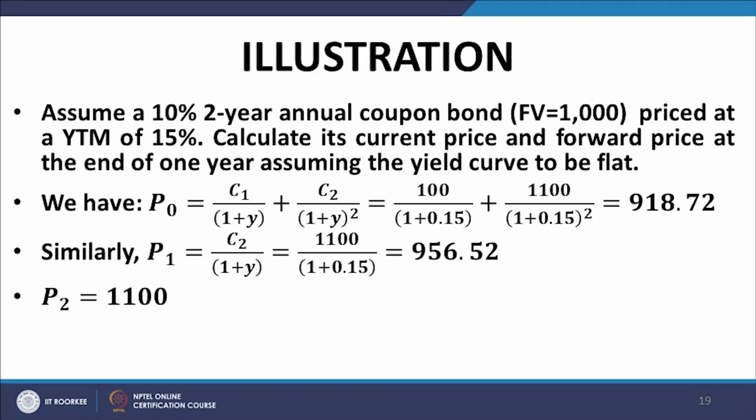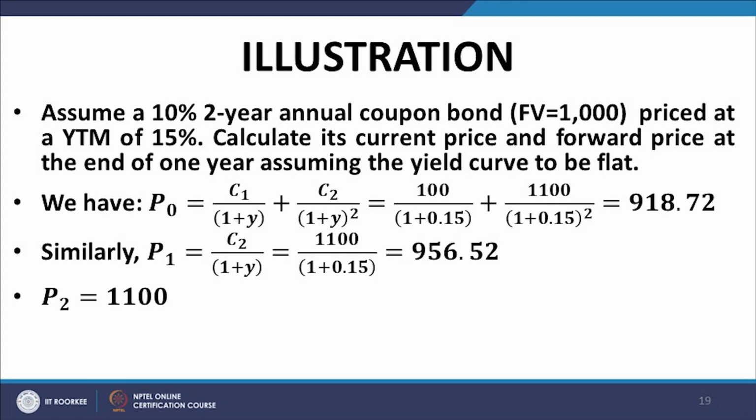Let us work out its price at t equal to 1. At t equal to 1, its price will be given by 1100 divided by 1.15, and that turns out to be 956.52, and at t equal to 2, it would obviously be 1100, that is the amount of the redemption value plus of course the final coupon payment. So, you can clearly see as you move towards the maturity, the price is being pulled back towards its redemption value, and it equals the redemption value at maturity.